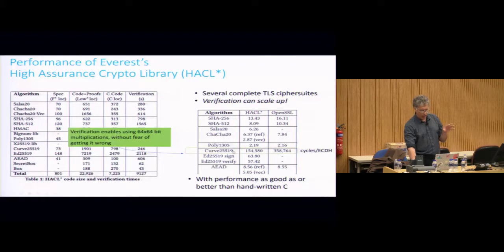But also, it's about efficiency. For example, here we're looking at the efficiency of the primitives in HACL-star, which is this whole library that we've created in F-star, compared to OpenSSL. I think the one they wanted me to point out here was that for Curve25519, it's the number of cycles per elliptic curve computation, and the code here for 64 by 64-bit multiplications verified is about half the number of cycles per computation than in OpenSSL.